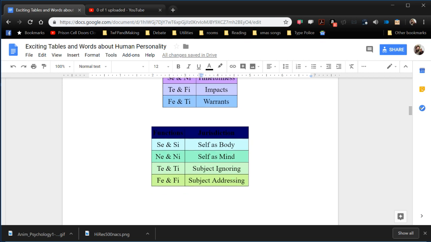Functions and jurisdiction. SE and SI, self is body. NE and NI, self is mind. TE and TI, subject ignoring. FE and FI, subject addressing.